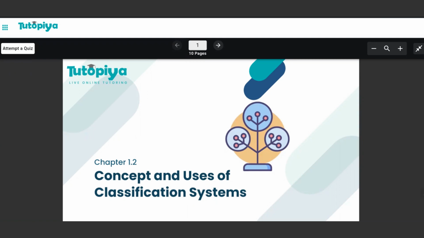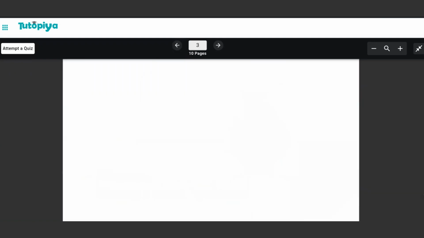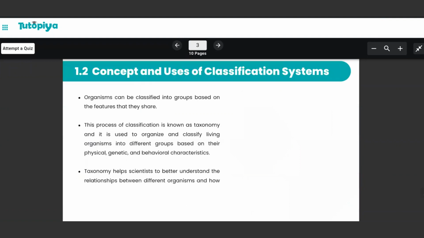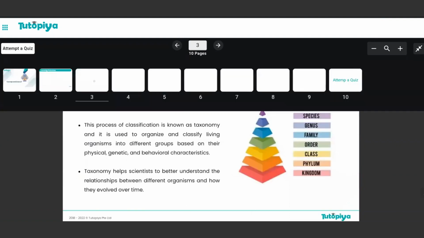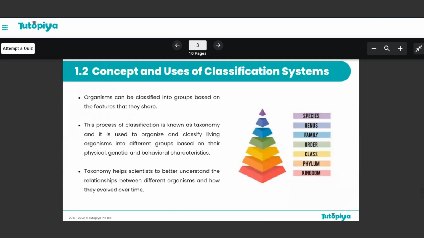All right, before going deep into this topic, it's first a good idea for us to understand this term classification. Now, what is meant by classification? Classification simply means grouping things. Or in this case, we're talking about grouping living organisms. So basically, since there are millions of species living on Earth, it's definitely a good idea to group them appropriately.